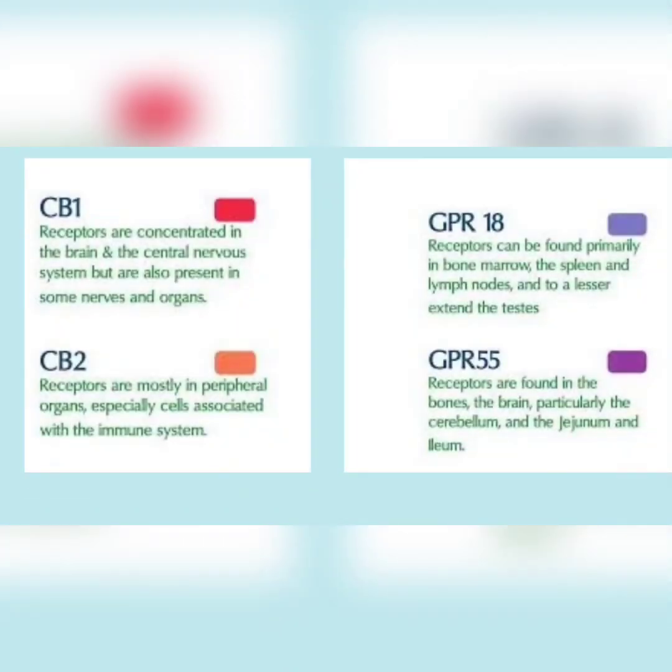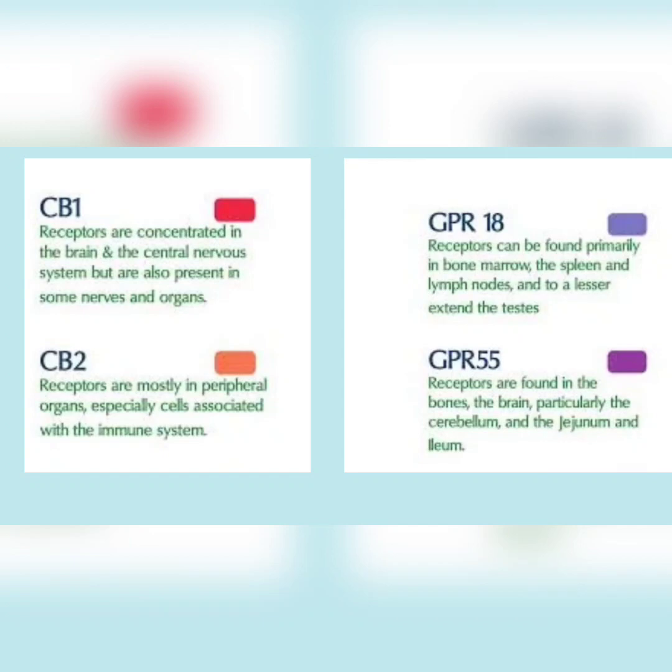Now we're going to talk about the receptors where cannabis usually binds. There are multiple receptors, for example CB1, CB2, GPR18, and GPR55. CB1 receptors are concentrated in the brain and central nervous system, and are also present in some nerves and organs. The CB2 receptors are mostly in the peripheral organs, especially cells associated with the immune system.